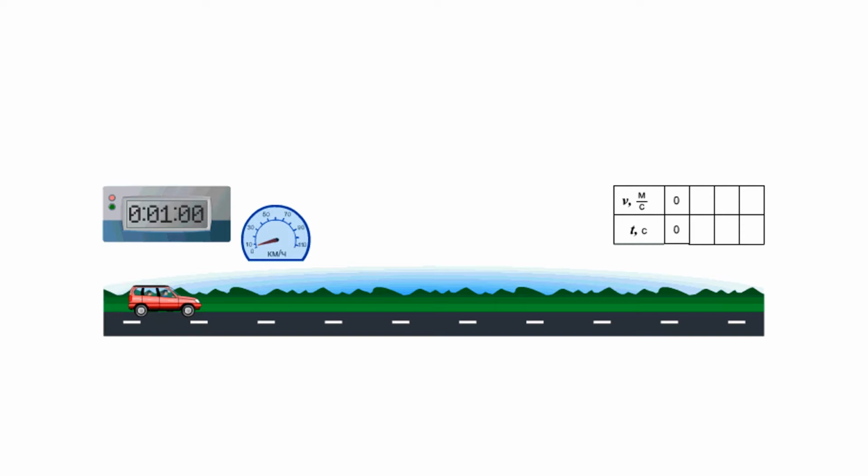So look at this picture. So we have here a reference point and we see that the car is moving with the use of the reference point. So every meter away from the reference point tells that the car is moving.